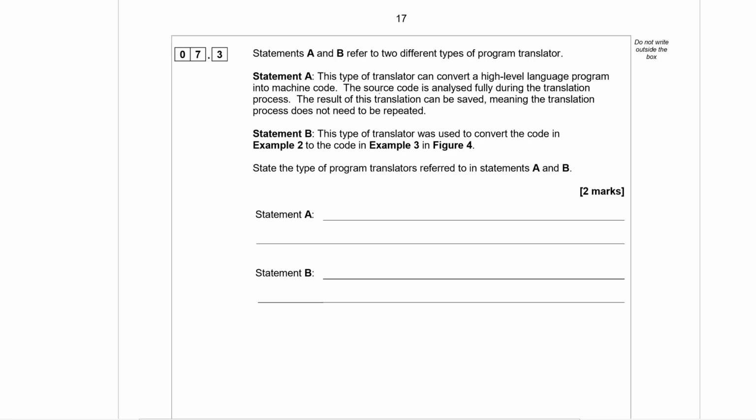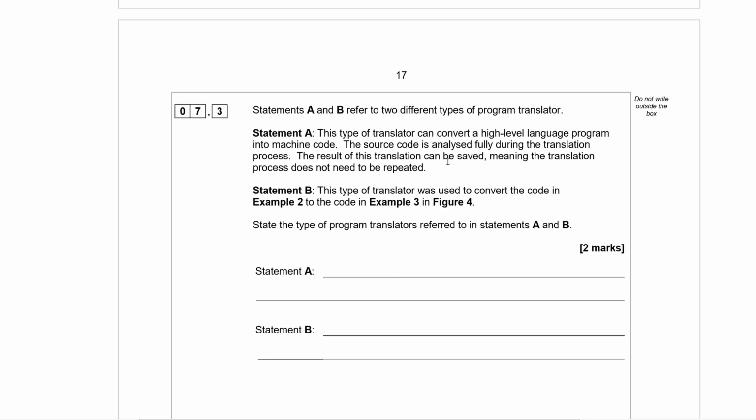And the source code is analysed fully during the translation process. The result of this translation can be saved, meaning the translation process does not need to be repeated. And statement B, this type of translator was used to convert the code in example 2 to the code in example 3 in figure 4.